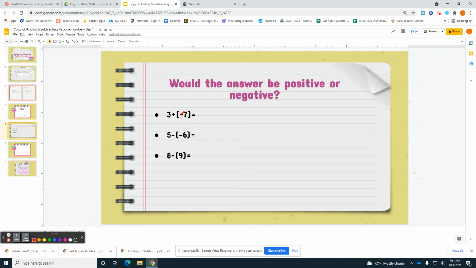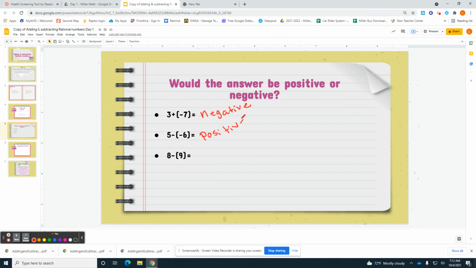We're just going to determine if it would be positive or negative. Here, are my signs same or different? That's going to tell you what operation you would do. And then would my answer be positive or negative? If you said negative, you are correct. Your answer would be negative because your signs are different, so you're going to subtract and keep the sign of the larger. What about here? Would your answer be positive or negative? If you said positive, you are correct.